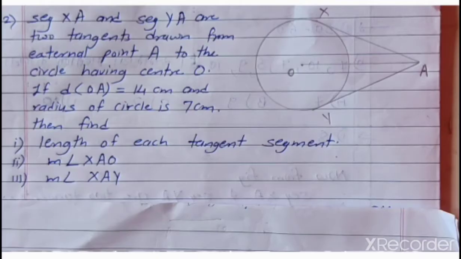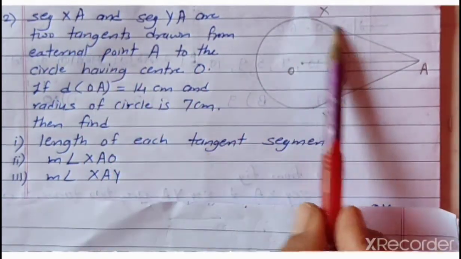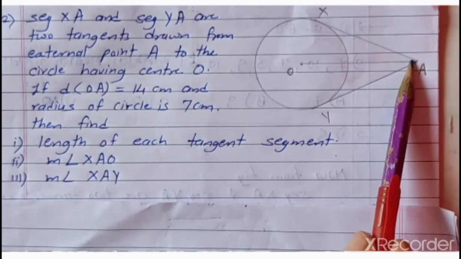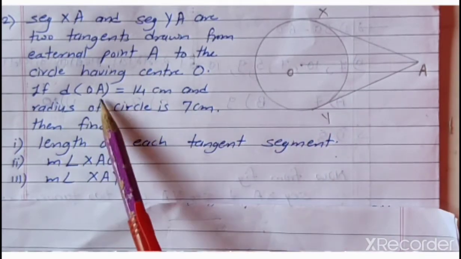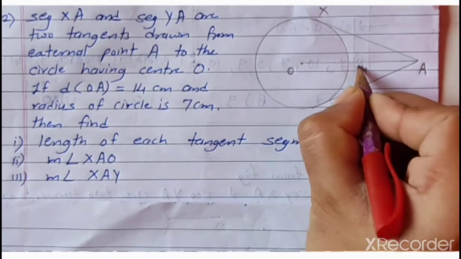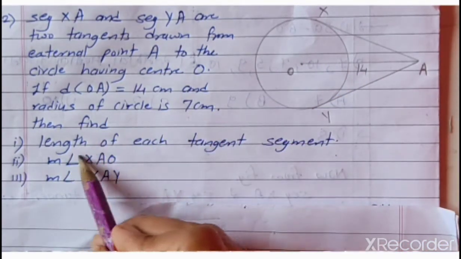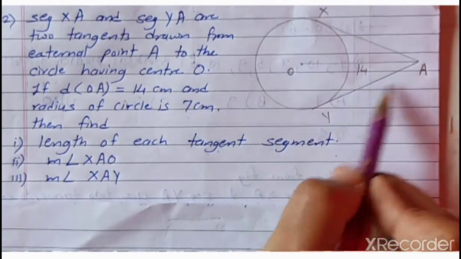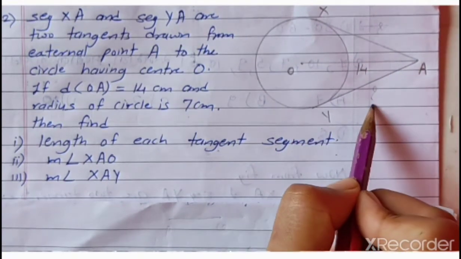Question number 2. In this question, segments XA and YA are two tangents drawn from external point A to the circle having center O. If distance OA is equal to 14 cm, this distance is given, and radius of circle is 7 cm, find the length of each tangent segment. Here we have two tangents XA and YA. We have to find out the value of the length of these two tangents.